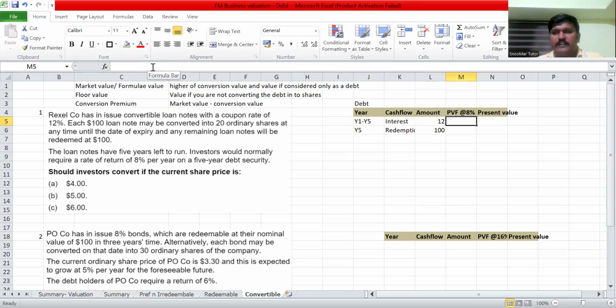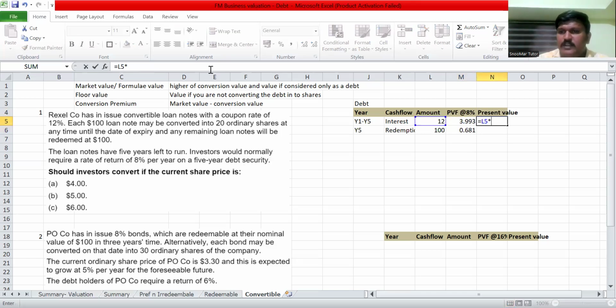Now, present value factor at 8%. What would be the value for 8%? Let's consider from the table 3.993. So it's 3.993 annuity factor for 5 years at 8%, and 0.681 as the present value factor at year 5 for the redemption value.